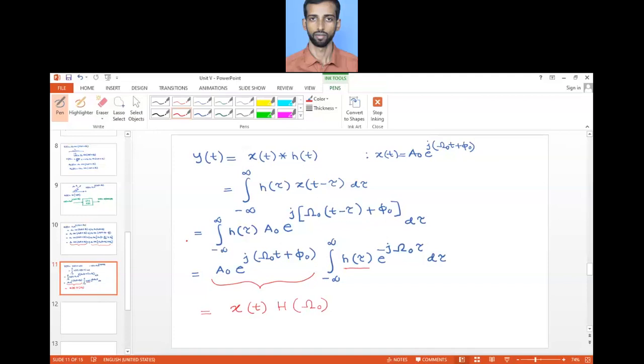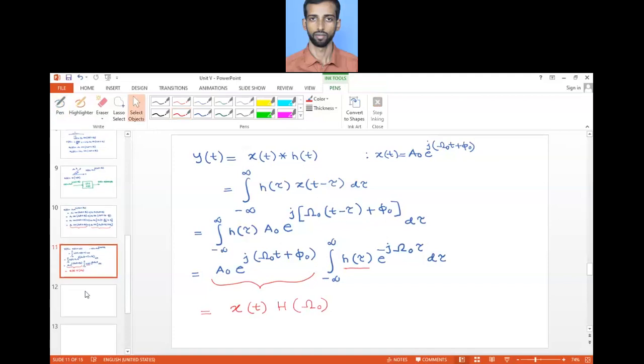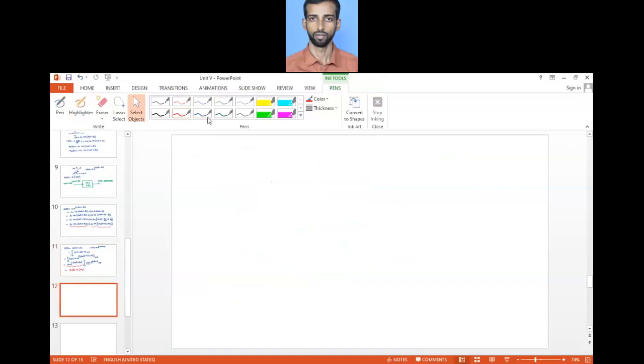The same logic can also be applied for a discrete time system. So there is no harm, you can simply apply the same logic. For a discrete time system, you can represent y of n as given by the summation of h of k multiplied with x of n minus k.